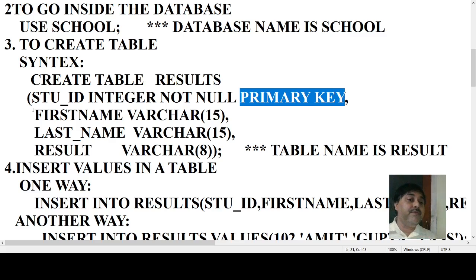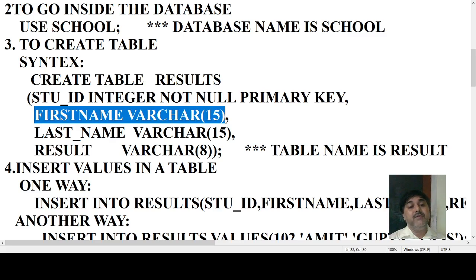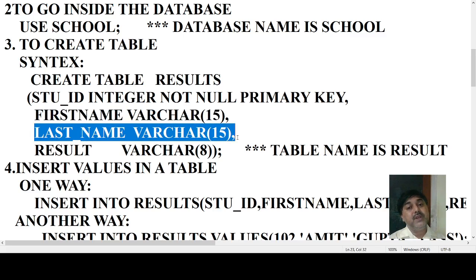Next we have first name. First name is varchar 15. Varchar means it will take a variable character field. Last name is also varchar 15. That means 15 is the length. Our highest length is 255. We have seen that when we are creating the database, so 255. Next, result is varchar 8.